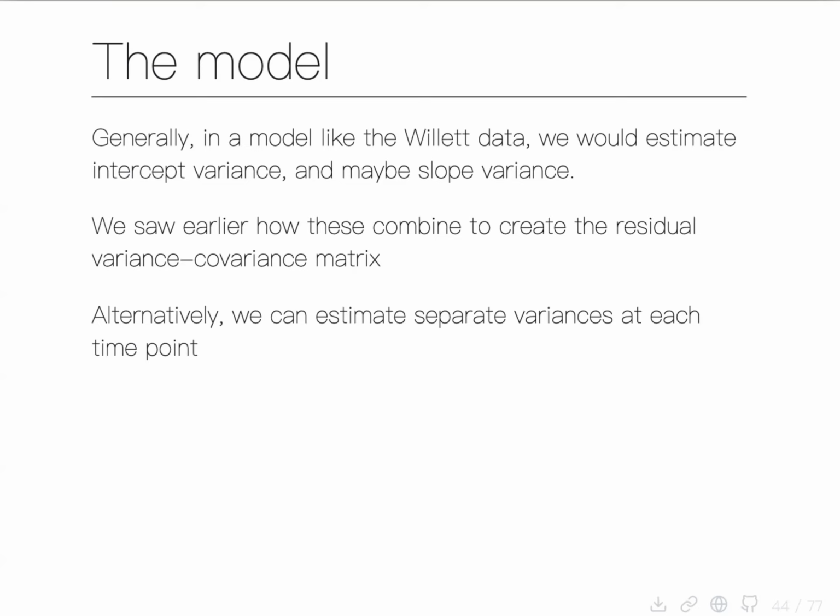So instead of estimating one residual variance plus intercept variance plus slope variance plus the correlation between them, we would just estimate a variance for time point 1, a variance for time point 2, a variance for time point 3, and a variance for time point 4, and those would all be different. So it would look like this. I am not suggesting that this is the best model, particularly for growth models.